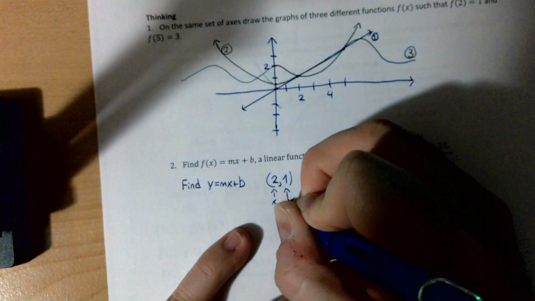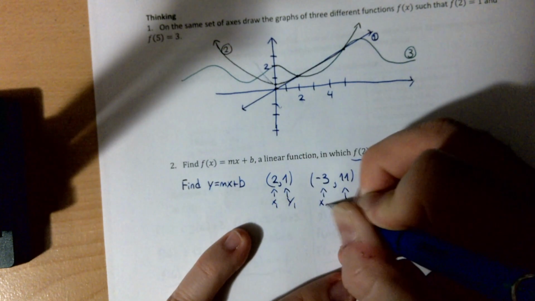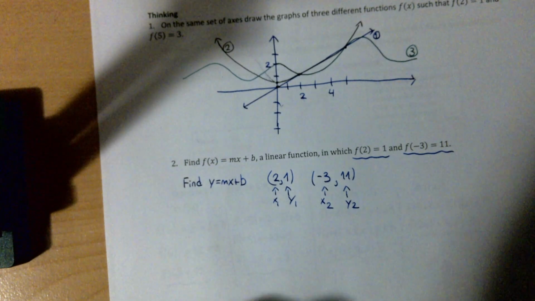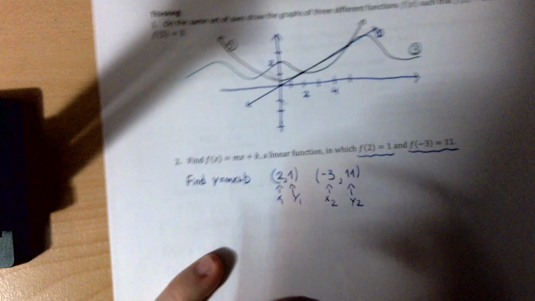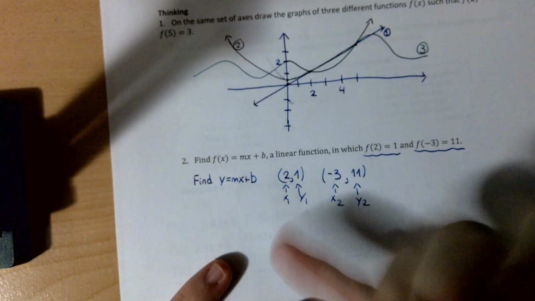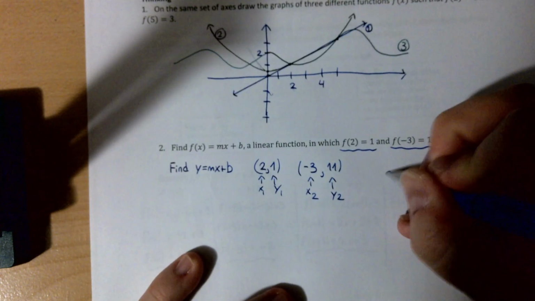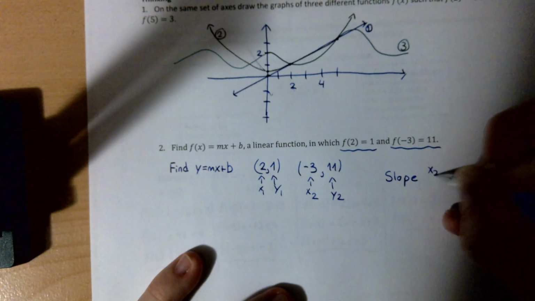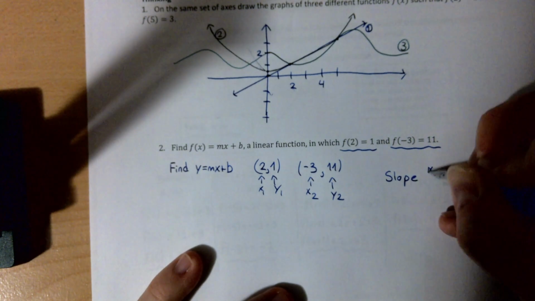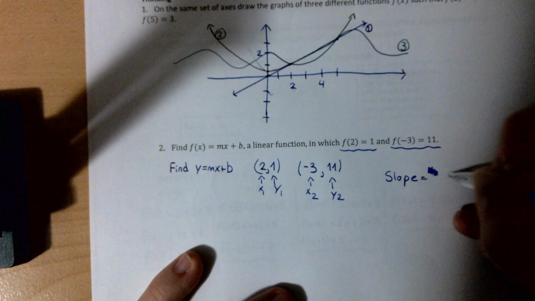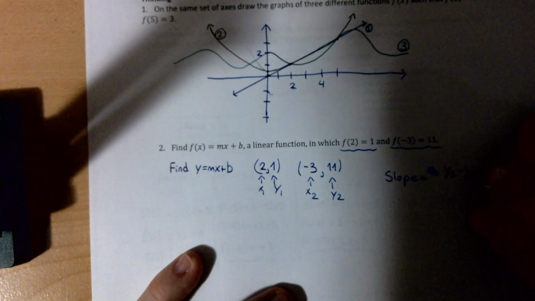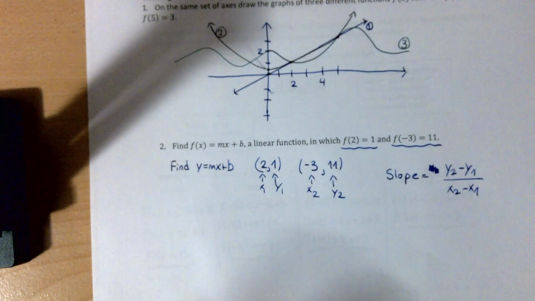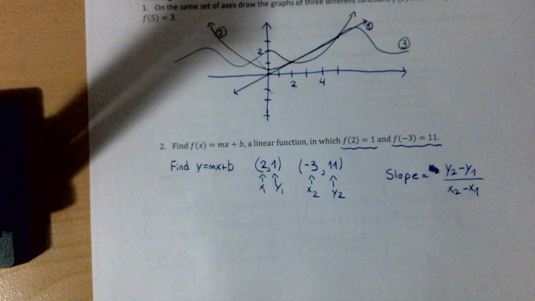And we've got x1, y1, x2, y2. And the 2 components of any linear function that I need are the slope and the y-intercept. So we use our formula for slope. It's not x2, I almost forgot the formula. y2 minus y1 over x2 minus x1. That's what happens when you do math when you're sleepy.